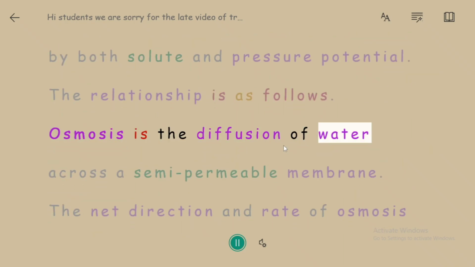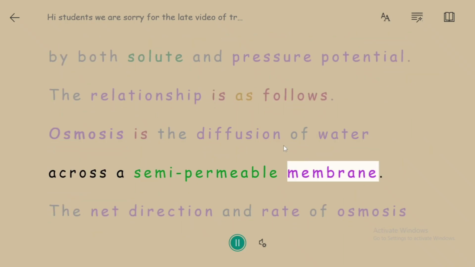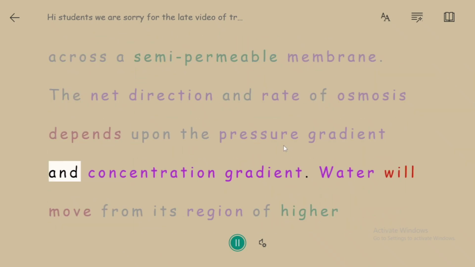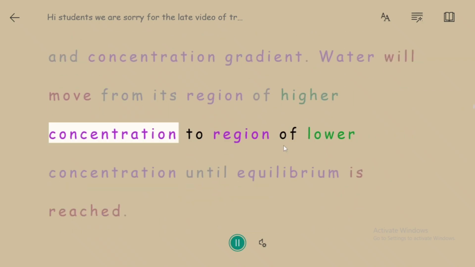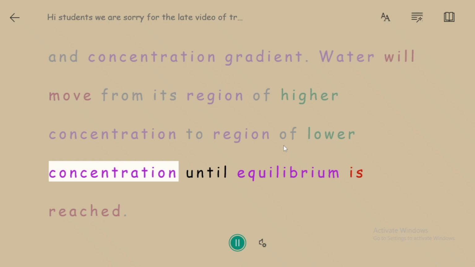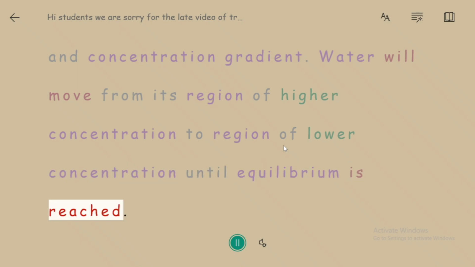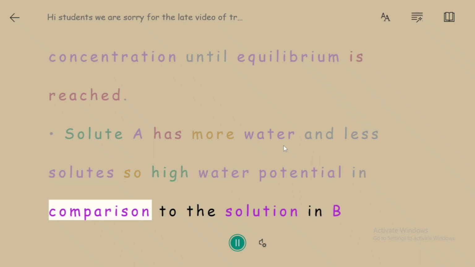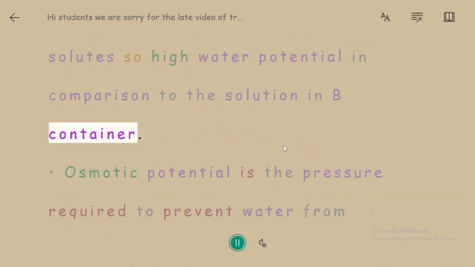Osmosis is the diffusion of water across a semi-permeable membrane. The net direction and rate of osmosis depend upon the pressure gradient and concentration gradient. Water will move from its region of higher concentration to the region of lower concentration until equilibrium is reached. Solution A has more water and fewer solutes, so it has high water potential in comparison to the solution in container B.